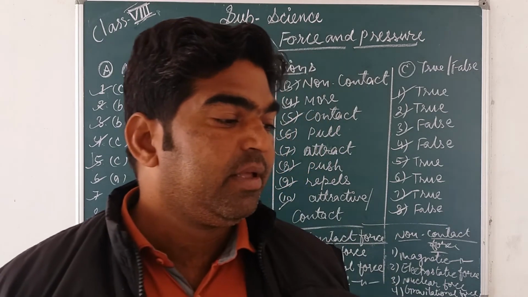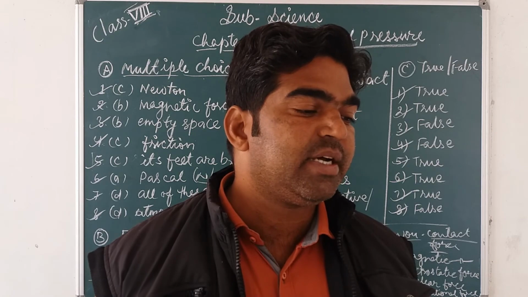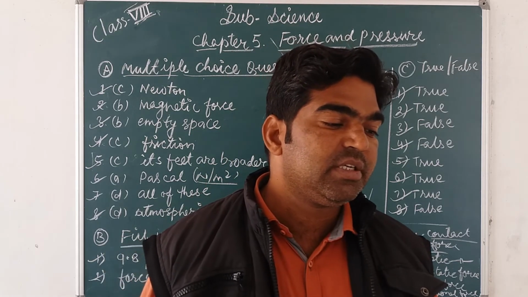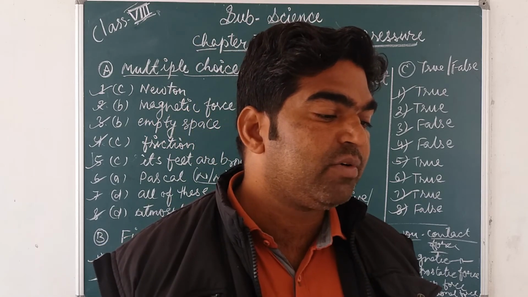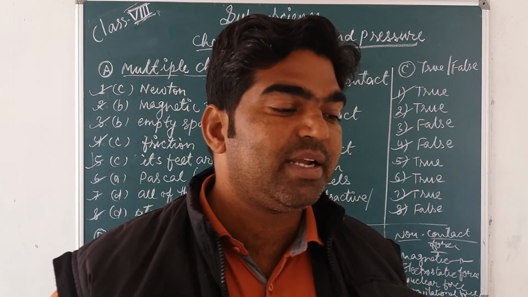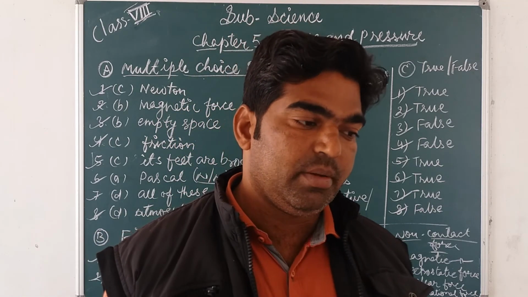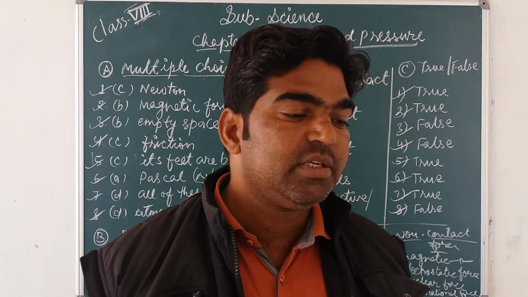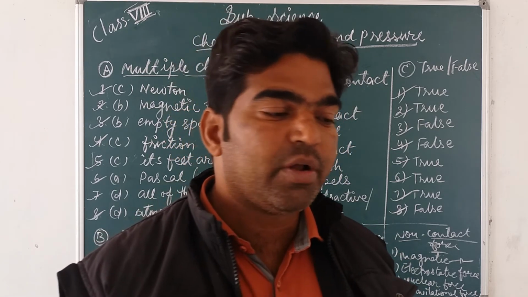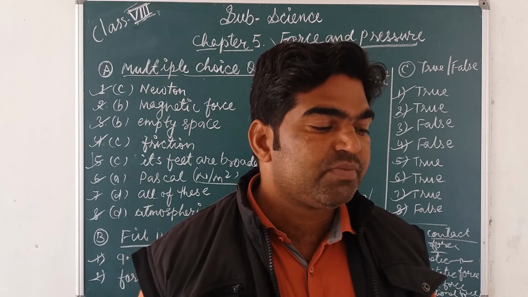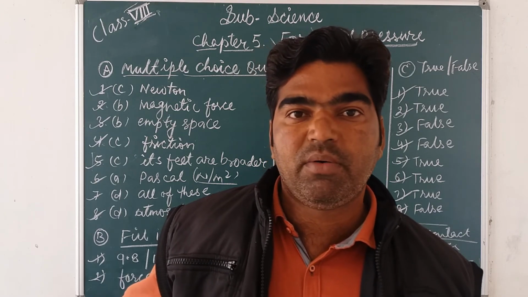Question number two. An inflated balloon was pressed against the wall after it has been rubbed with a piece of synthetic cloth. When we rub it with the synthetic cloth, some charge is produced on it; it acquires some charge by the rubbing or friction. It was found that the balloon sticks on the wall. So why does it stick on the wall?